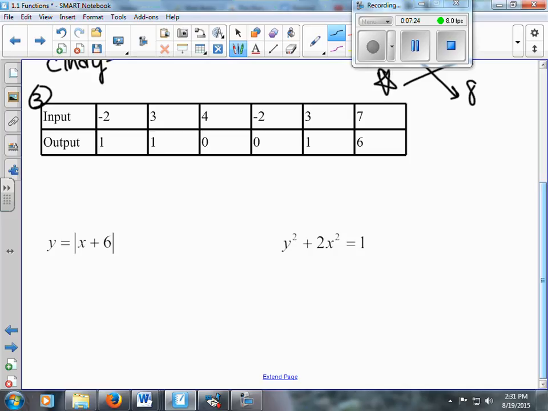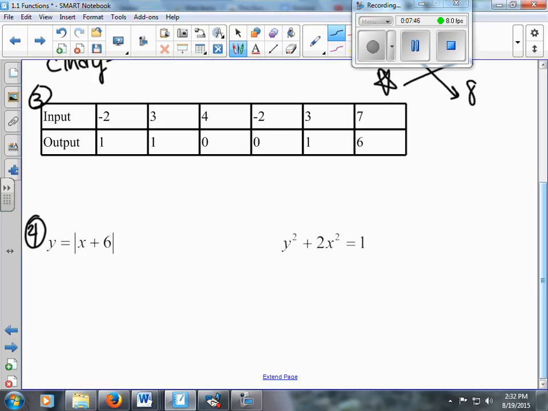Here we have analytic versions of functions. I have given you a function in an equation form. Y is the output and X is the input. And this first, or number 4 here, Y is the absolute value of X plus 6. So is there only one output for every input? And the answer there is yes.